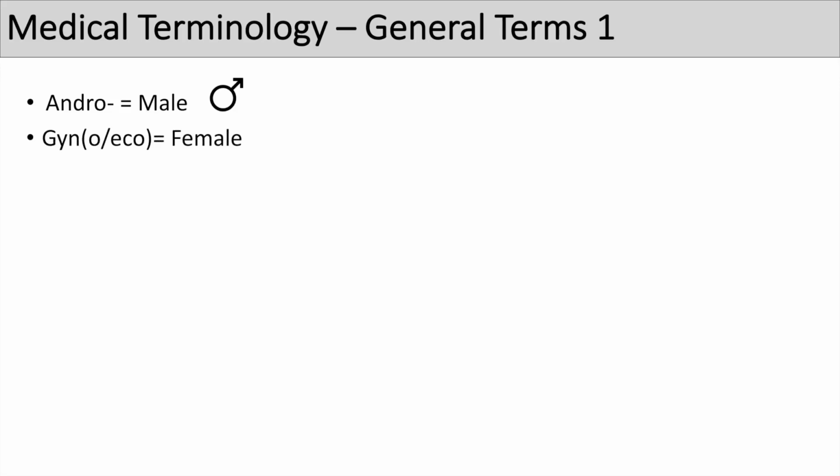The next prefix is gyne or gyno or gyneco. This means female, so you can think of gynecology. The next prefix is anim. This means life, so you can think of the words animal or animated. The next prefix is calc. This means stone, so you can think of renal calculi or kidney stones. Those are renal calculi.